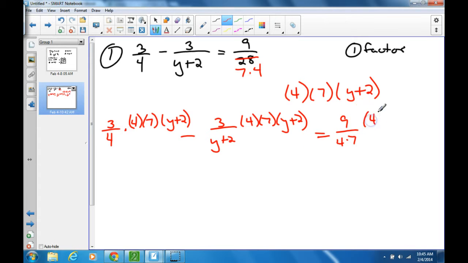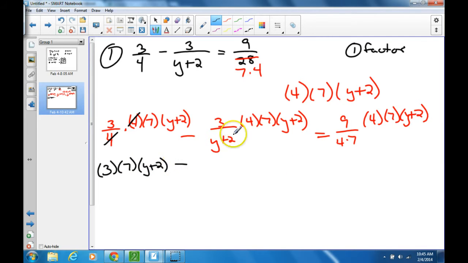Yep, you're going to go through and cancel some stuff out now, okay? So, look at the first one, the first term. What can I cancel out of that one? A 4, okay? So I am left with 3 times 7 times y plus 2 now. What can I cancel out of the second term? Y plus 2. So I'm left with 3 times 4 times 7. Okay, what can I cancel out of the last one? 4 and 7. So I'm left with 9 times y plus 2.